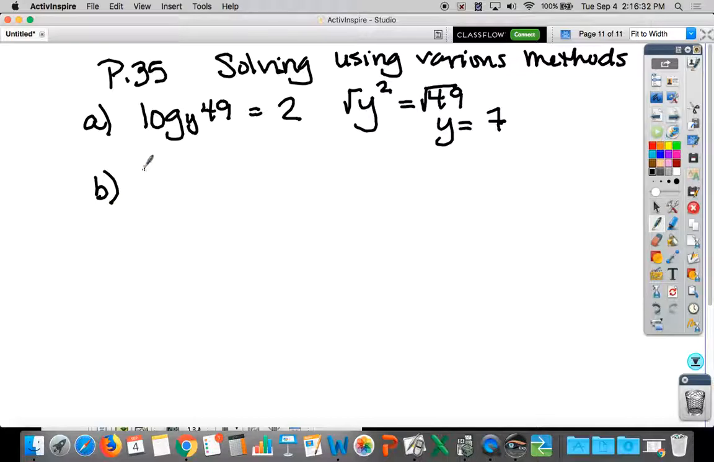Let's look at B because it works differently than A. I'm still going to put this in exponential form. What's my base? Raised to the equals.